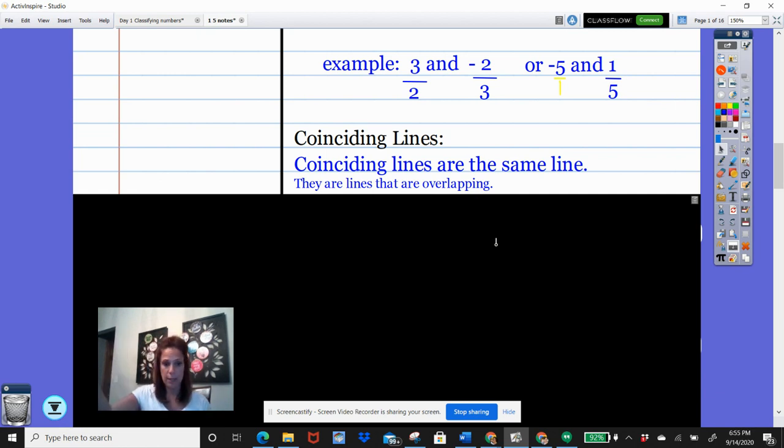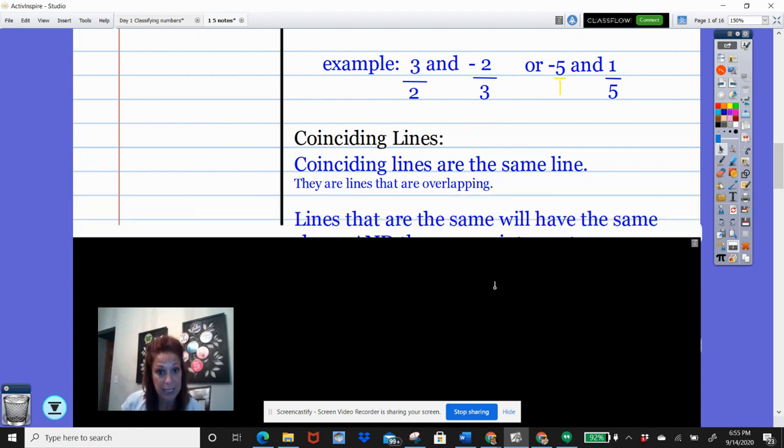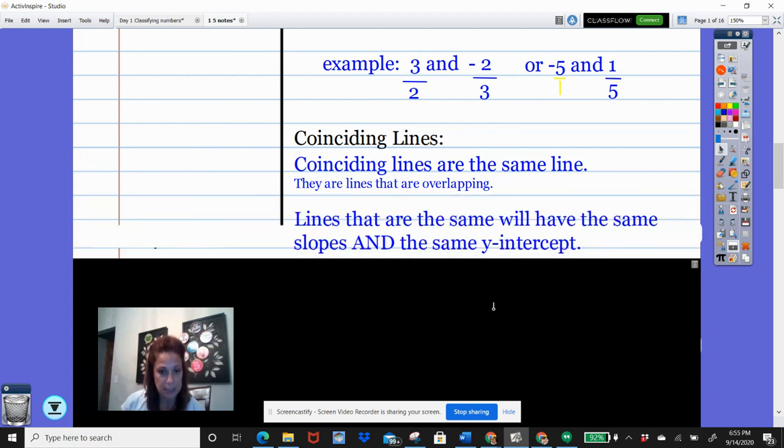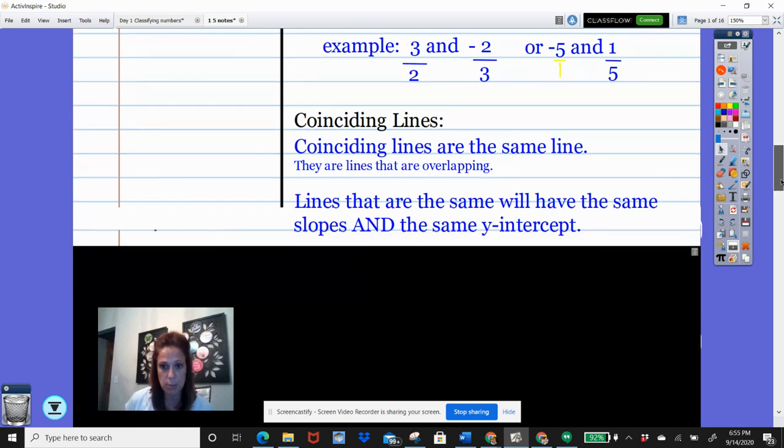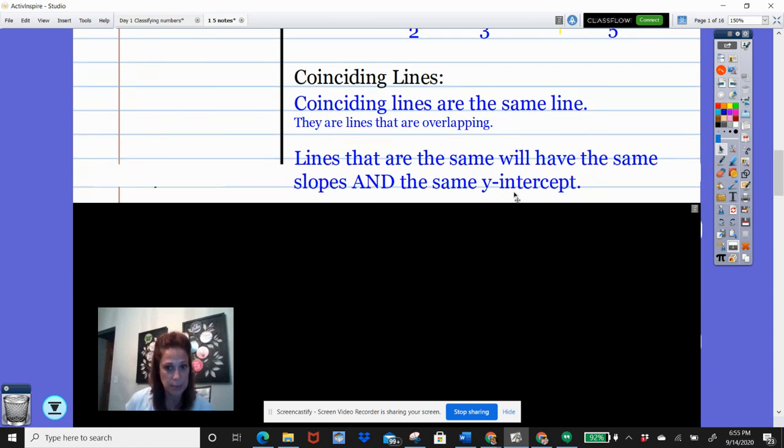There are lines that are overlapping, like if one line's here, it's right on top of it. And so those lines have a lot in common. They will have the same slope and the same y-intercept. And so you have to be careful there because sometimes kids just see equal slope. They say, boom, they're parallel and they're done. But you do have to double check to make sure that your y-intercept is or is not the same. And if it is the same, then they're coinciding.